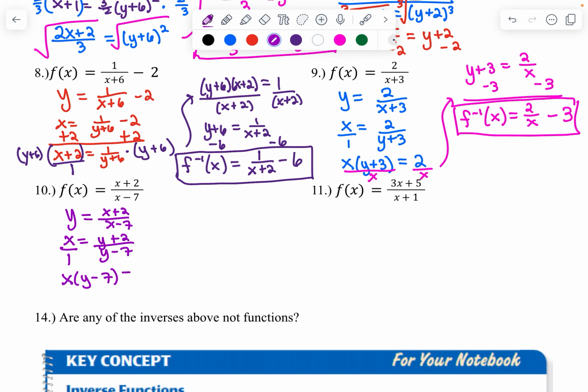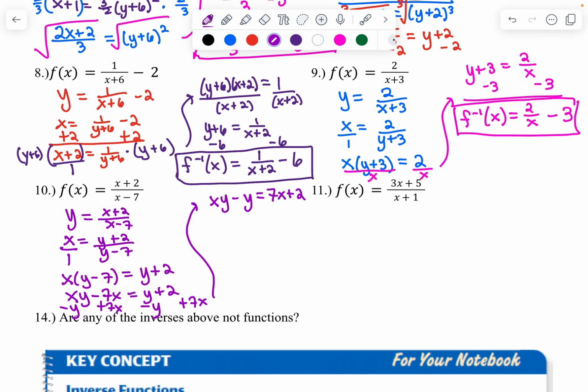X times y minus 7 equals 1 times y plus 2, which would just be y plus 2. I can't just divide by x this time because I've got a y over here as well. So I am forced to multiply this out. And then we're going to move our terms around to get all the y's on one side and everything else on the other. So I want to move this over here to join these y's, and I want this over there out of the way. So I'm going to add 7x to move that over here. I'm going to subtract this y to move it over there. So I will have xy minus y equals 7x plus 2.